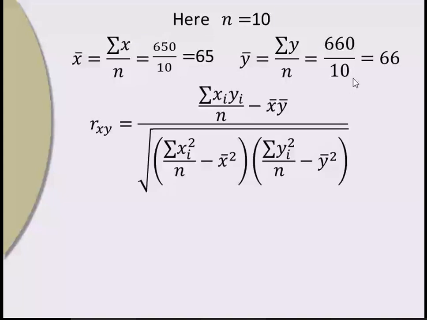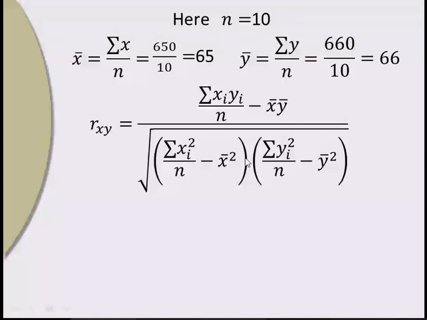And now use the formula for correlation. It is denoted by r_xy or only r. You can use any notation. Single r also represents the coefficient of correlation, or you can use r with suffix xy. No problem. Now substitute the values. This summation, take it from the table. N is 10, x bar is 65, y bar is 66. This summation x square, take it from the table.